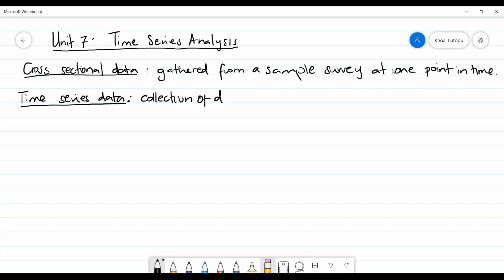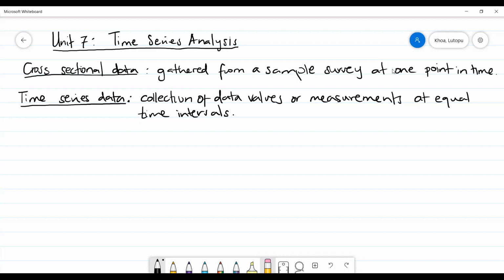So this is the collection of data values or measurements at equal time intervals. Okay, so cross-sectional is just at one point in time, like you collected today, but with time series, you collect it maybe every October for the next 10 years or so, or every month on the 15th, for example. So that would be time series data.